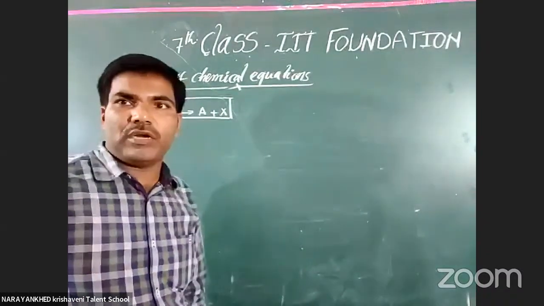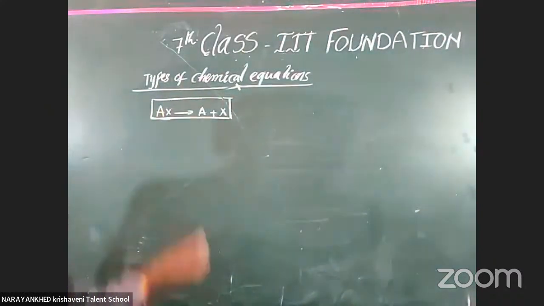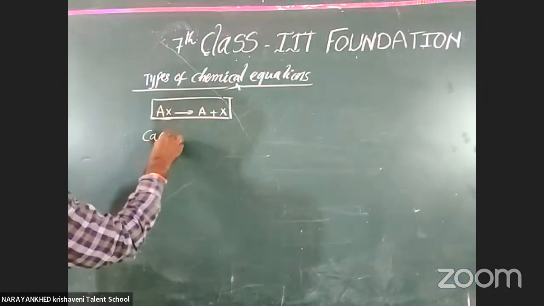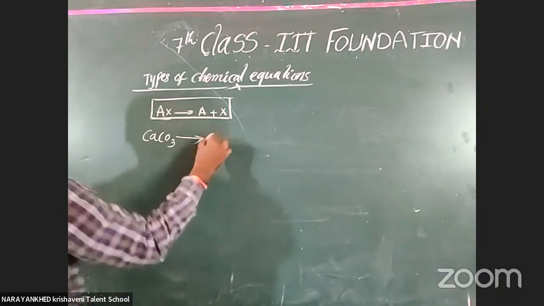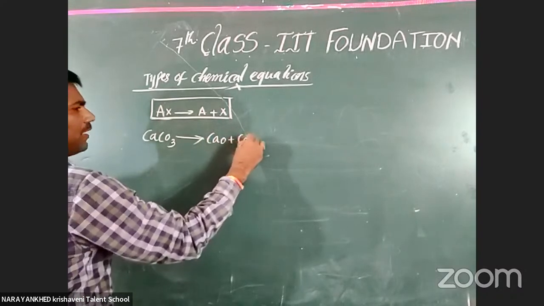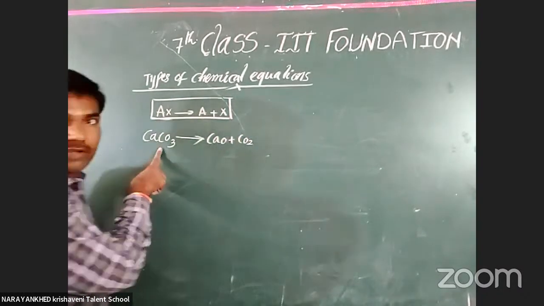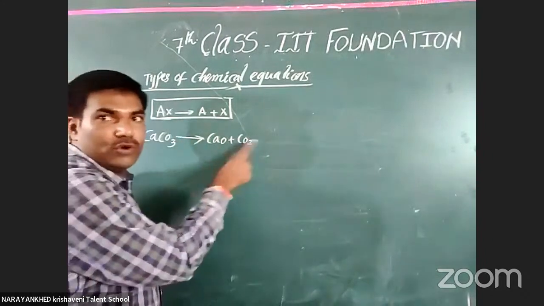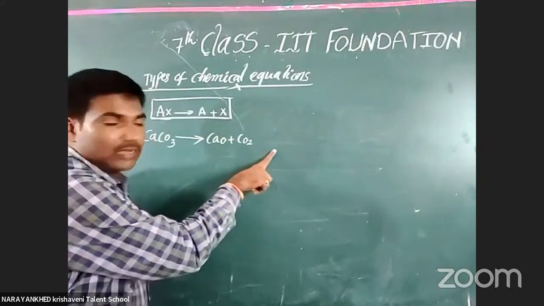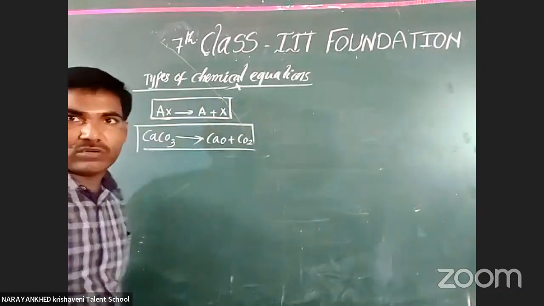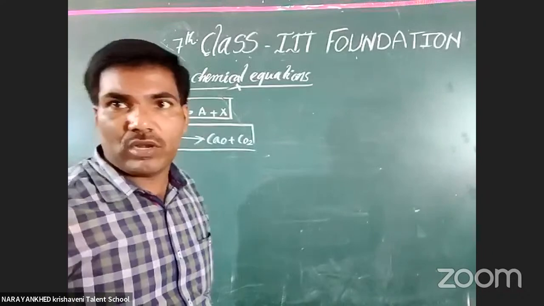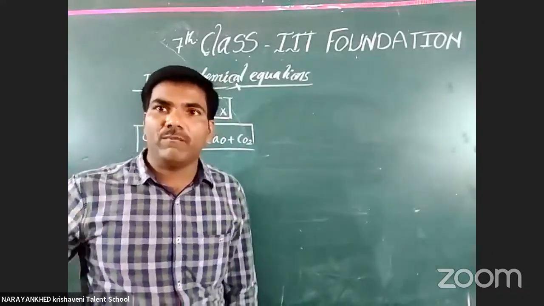Next, when you take a calcium compound, one of the chemical compounds, it will be converted into two substances: one is CaO, calcium oxide, and the other is carbon dioxide. What happened here? We take one substance, but it divides into two substances. That type of chemical equation is called chemical decomposition. Clear or not, all the students?